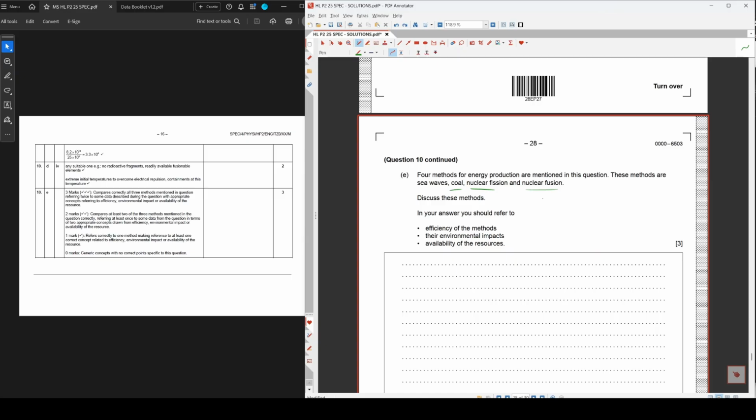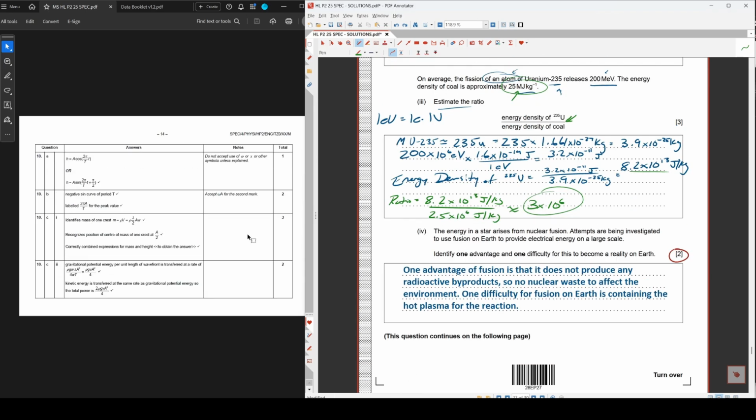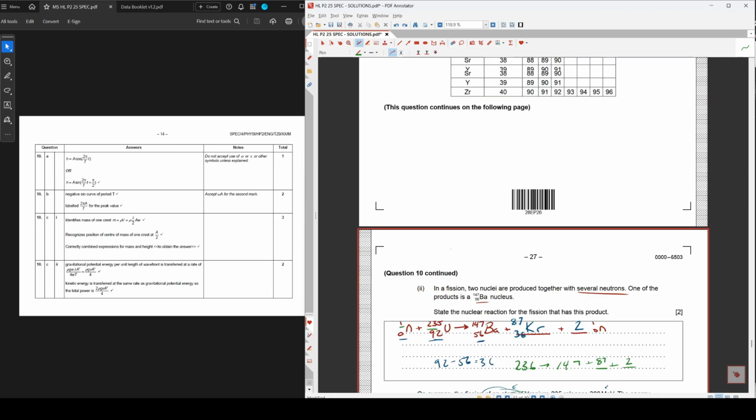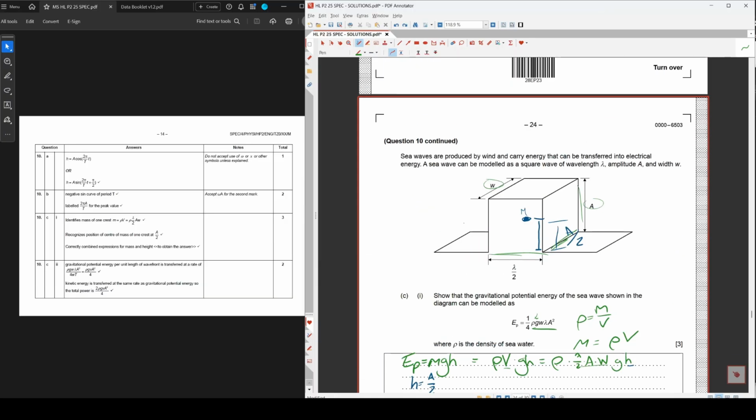Fusion, like we talked about, is difficult to do. Fusion is very inefficient right now. We're working on it. So that's the kind of stuff you would want to talk about. Let's just check the rest of the mark scheme for number 10. Let's go back to the very beginning. And we'll call it a day.